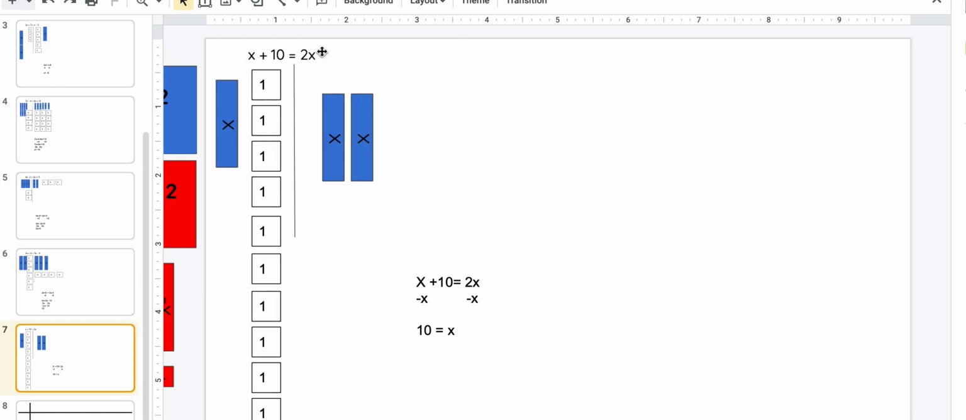Okay, so the last one. x plus 10 equals 2x. So x plus 1, 2, 3, 4, 5, 6, 7, 8, 9, 10, and then just 2x. We're trying to figure out what the value of x is. So we're going to get 10 by itself here and put the x's together. We subtract this x and then subtract this x. Since this one's an easy one, I'll just do it. So then it's 10 equals x.